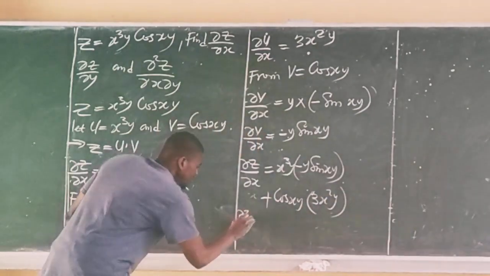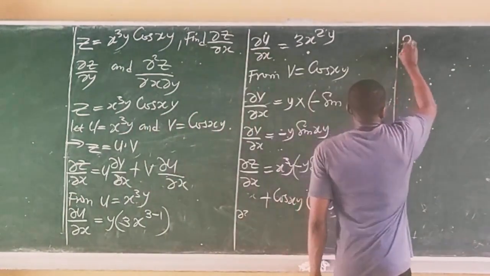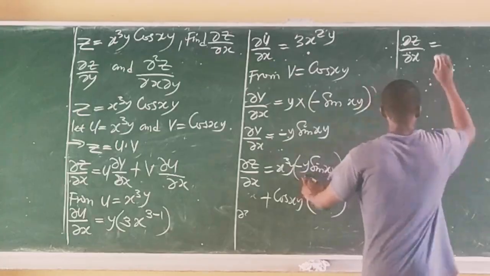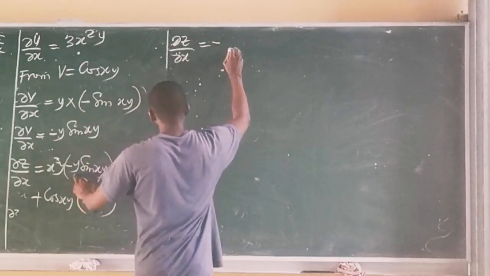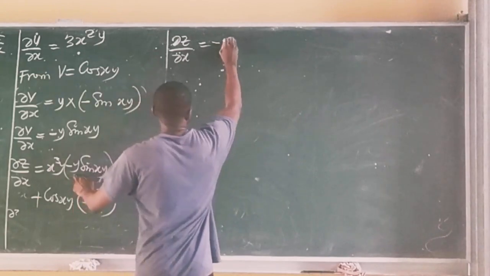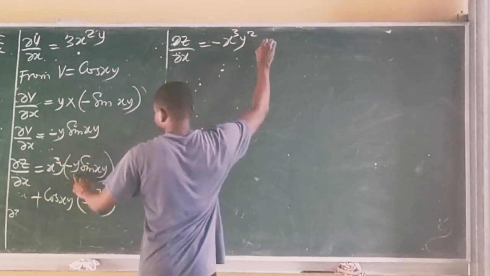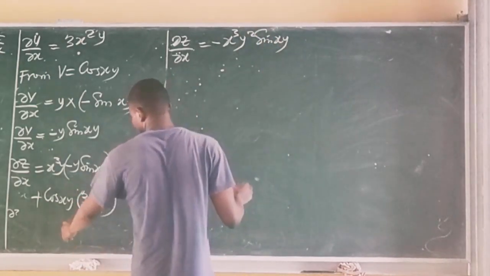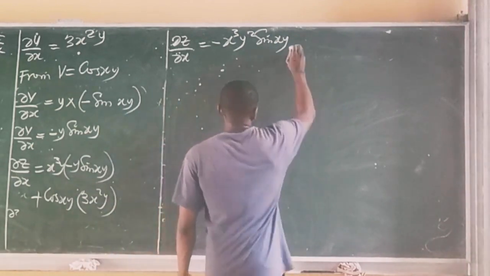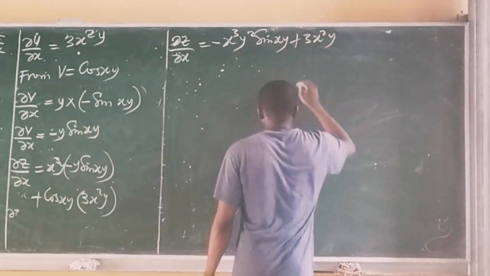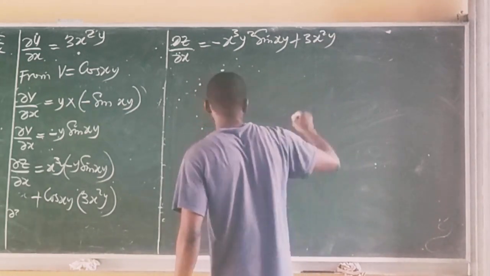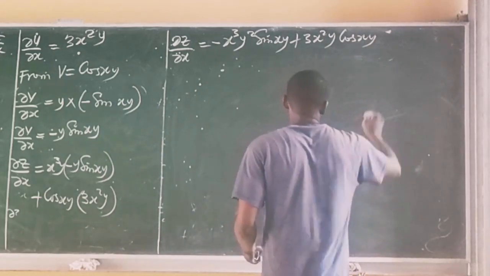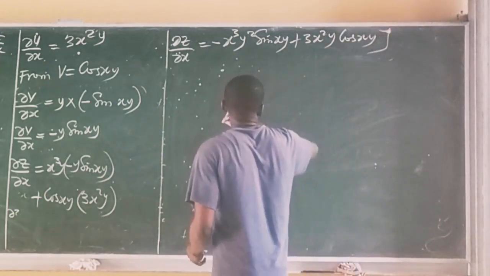So partial z, partial x is simply now, this will give us minus x cubed y squared sine xy, plus 3x squared y cos xy. So this is the partial derivative of z with respect to x.